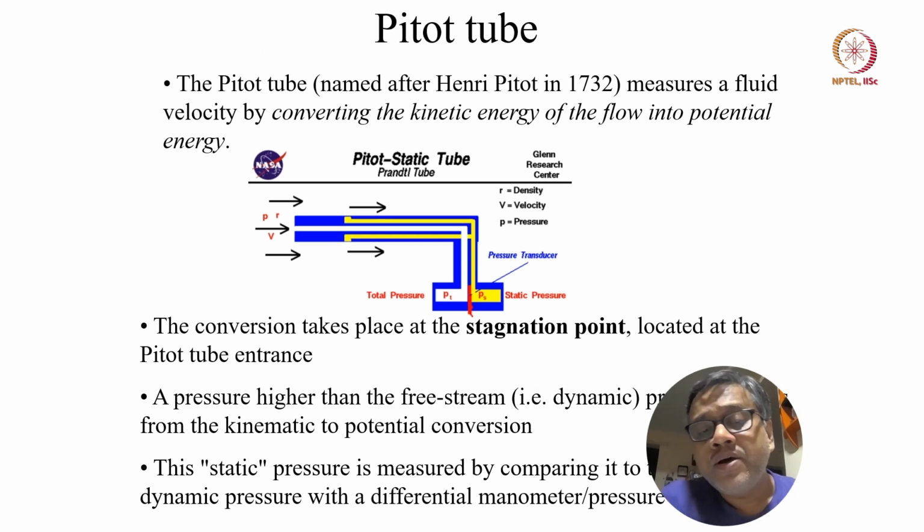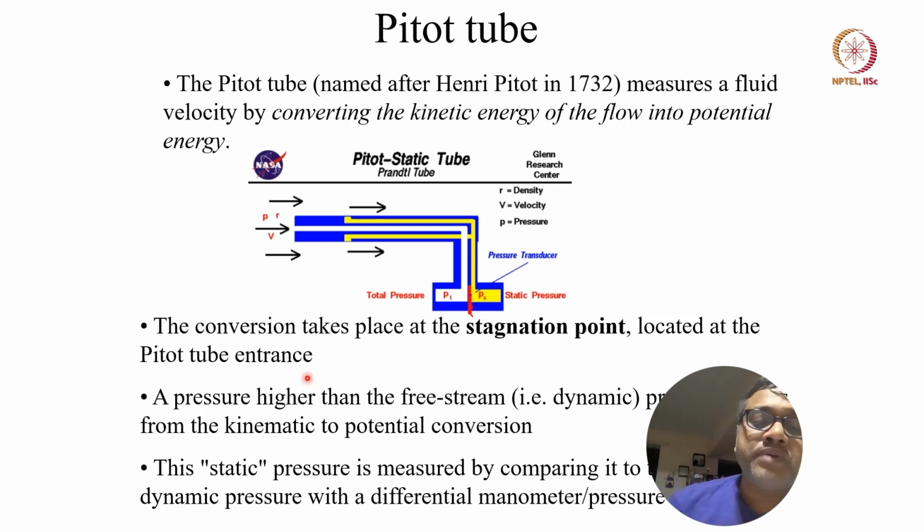The pitot tube was named after Henry Pitot, and it measures the fluid velocity by converting the kinetic energy into potential energy. How does it do that? There is a hole and then there are side holes. The velocity comes and you create a stagnation point here, and then you measure. What you measure is the stagnation pressure, which is higher than the free stream pressure, and the static pressure, which you measure through the side holes, and the difference of these two pressures is what you get.